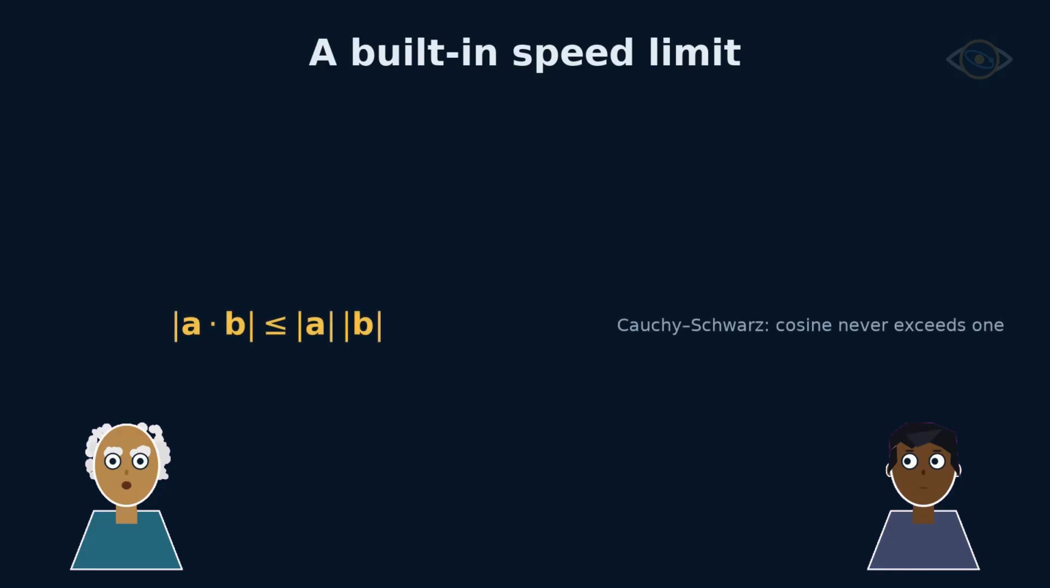Because cosine never exceeds 1, the dot product can never beat the product of the lengths. That's the Cauchy-Schwarz inequality, quietly one of the most used facts in mathematics. So it's saturated only when the vectors are perfectly aligned. The geometry puts a hard ceiling on the algebra.